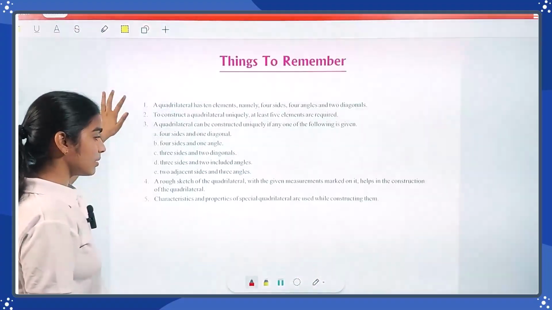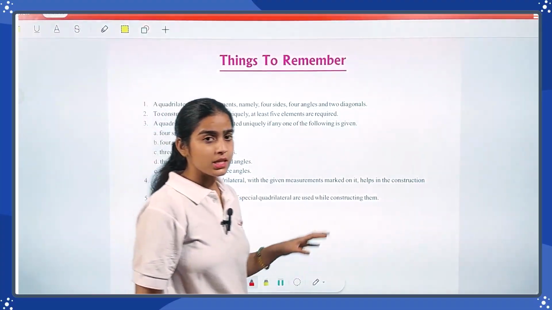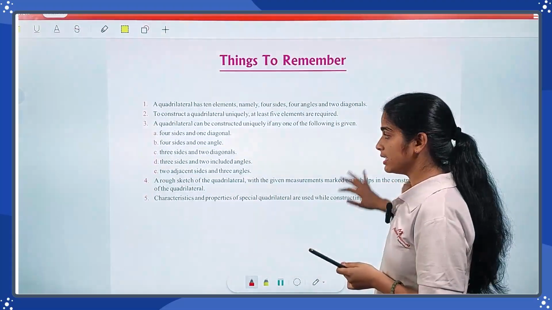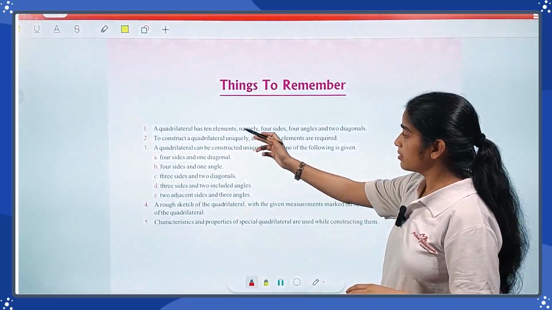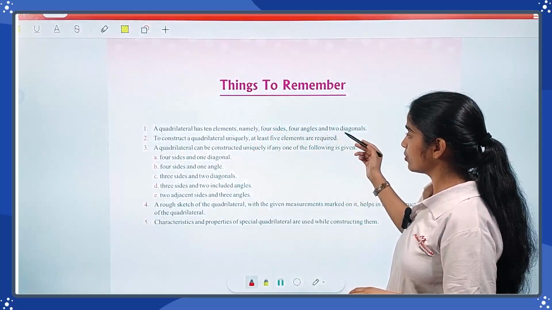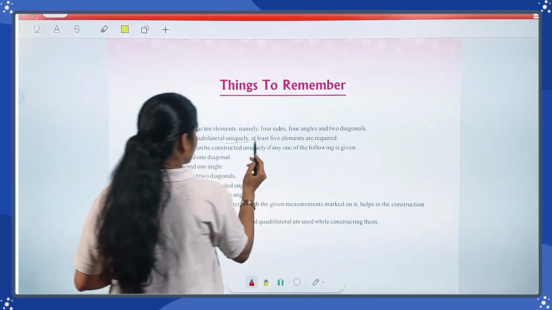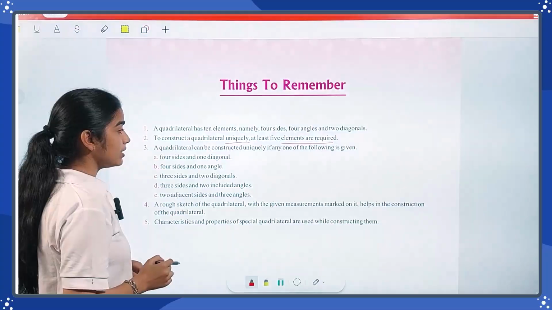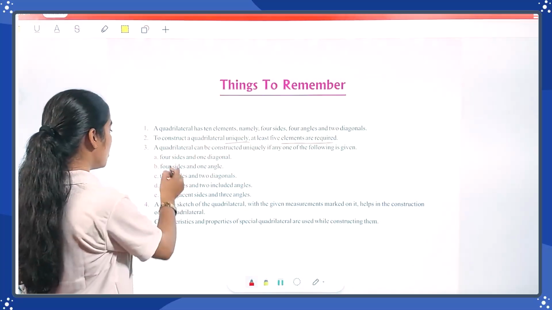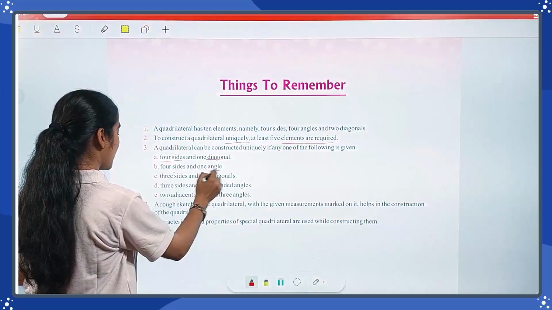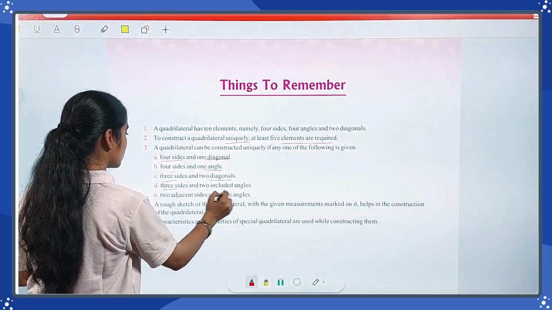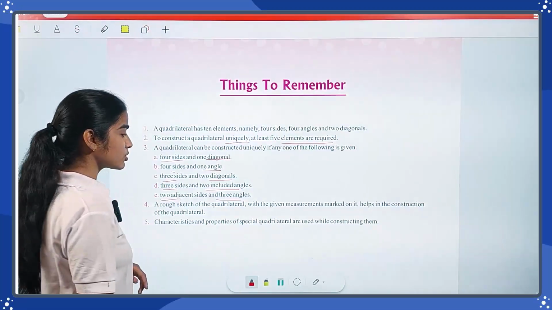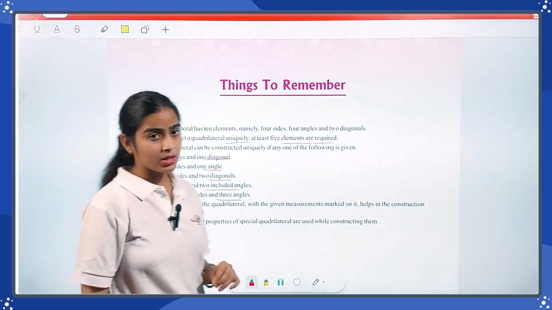Now we have the things to be remembered: the properties of quadrilaterals which we have to remember while we construct them. For example, a quadrilateral has 10 elements, namely 4 sides, 4 angles and 2 diagonals. To construct a quadrilateral uniquely, at least 5 elements are required. A quadrilateral can be constructed if any one of the following is given: 4 sides and 1 diagonal, 4 sides and 1 angle, 3 sides and 2 diagonals, 3 sides and 2 included angles, or 2 adjacent sides and 3 angles. Characteristics and properties of special quadrilaterals are used while constructing them.